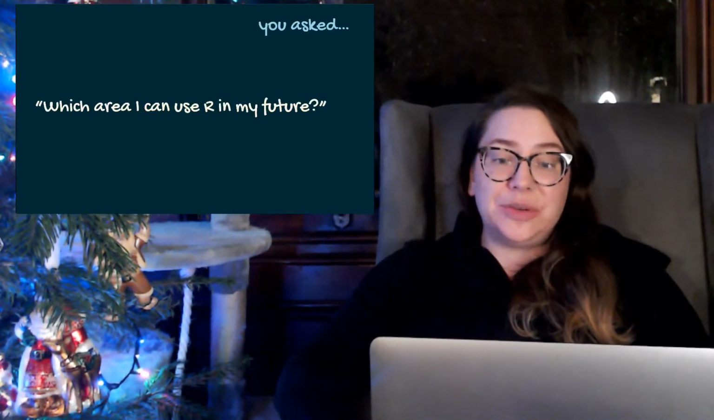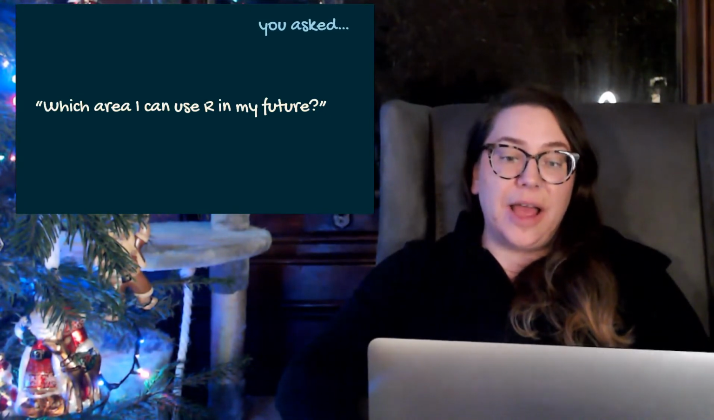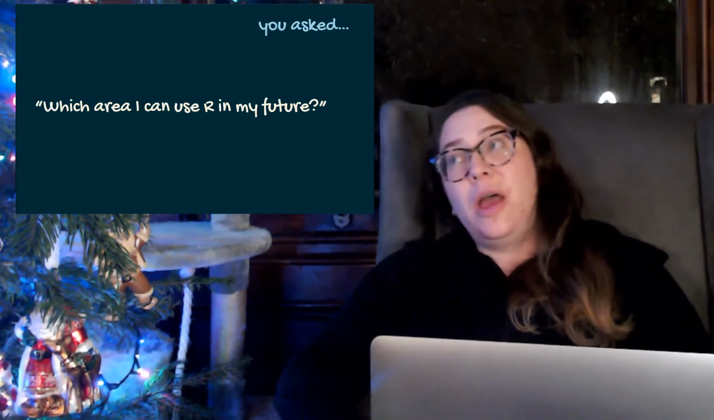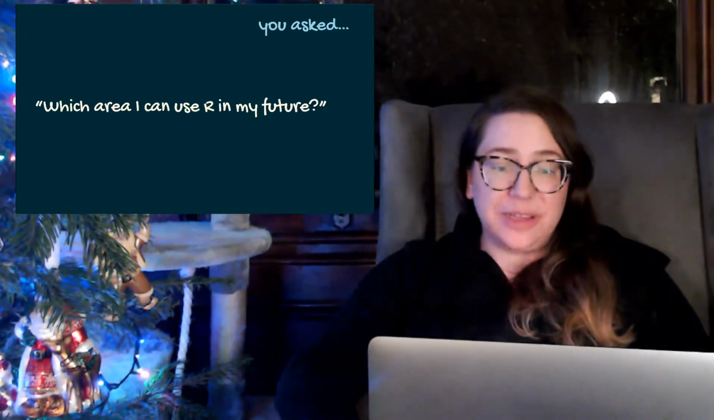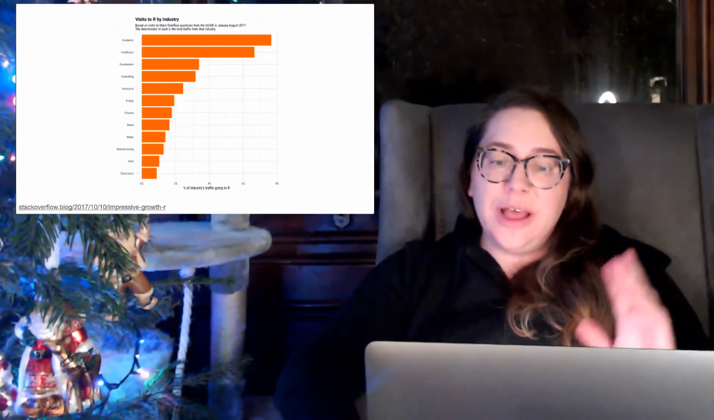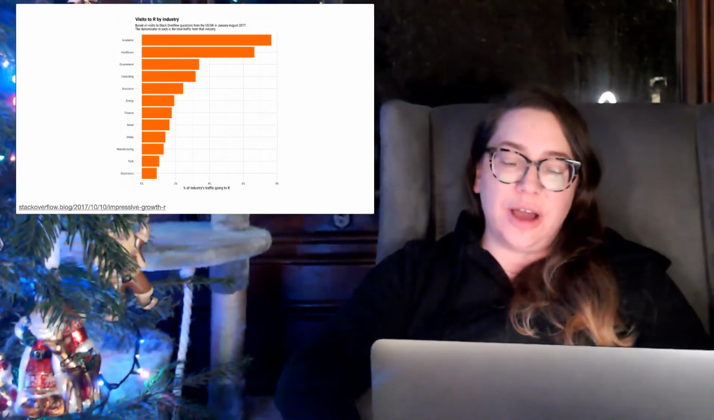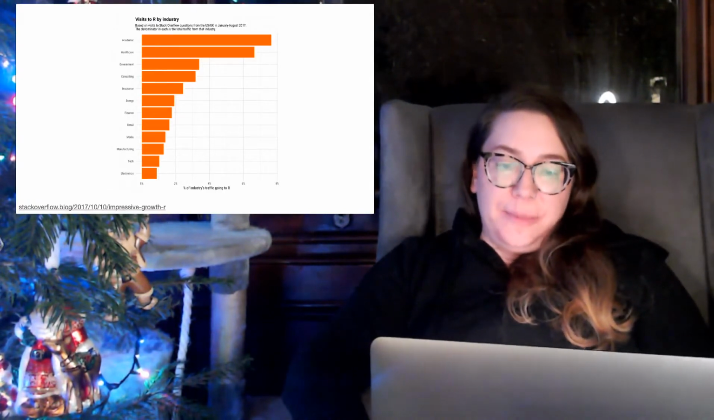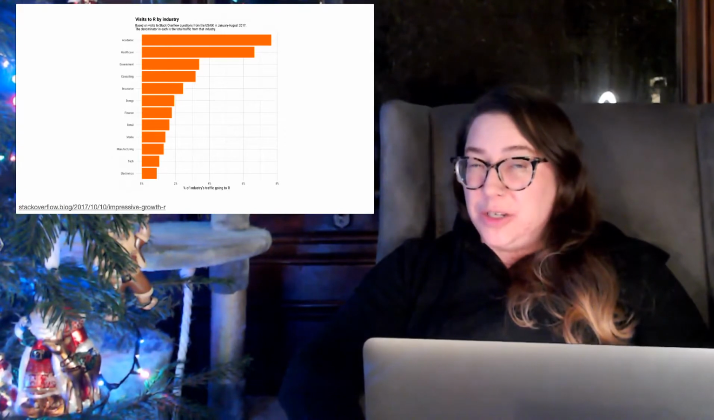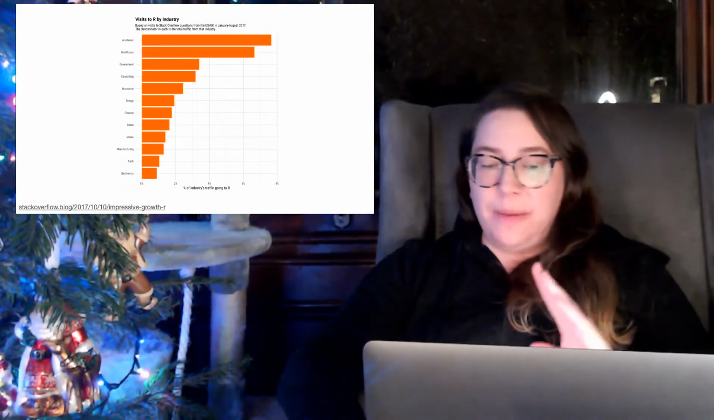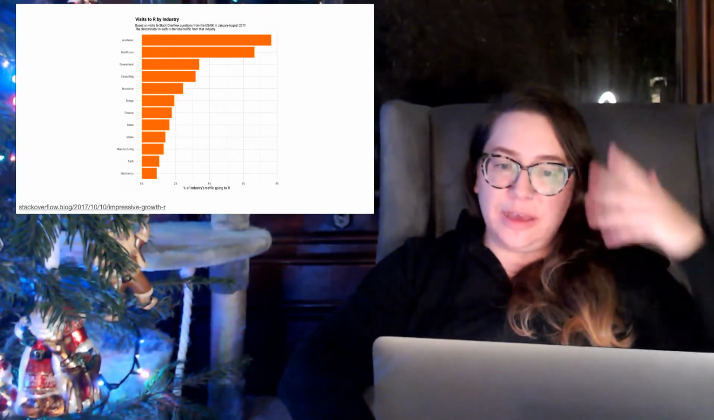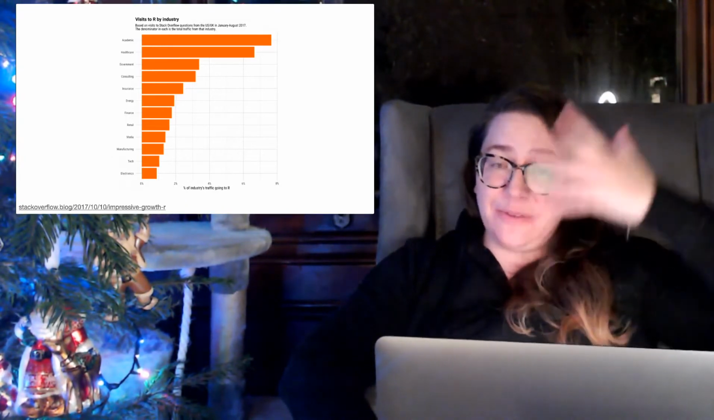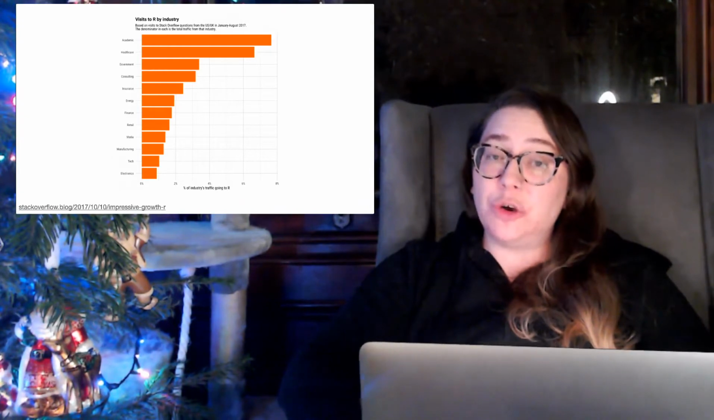Another question was, which area can I use R in my future? Well, many areas. So I tried to give an empirical answer to this, and one answer I found that I thought was a nice visualization is actually from 3 years ago, but I don't necessarily think that the heights of the bars might have changed, and I don't think the axis labels, as in the various areas, would have changed so much over the 3 years.